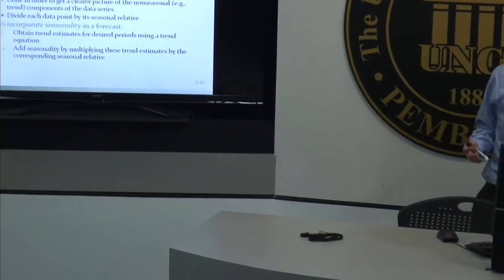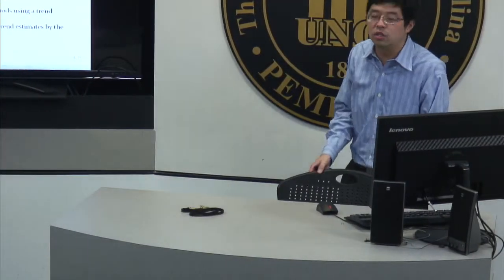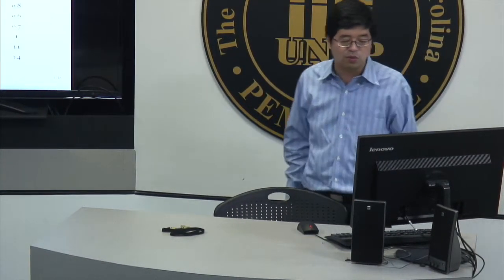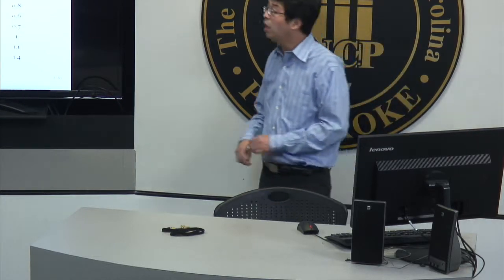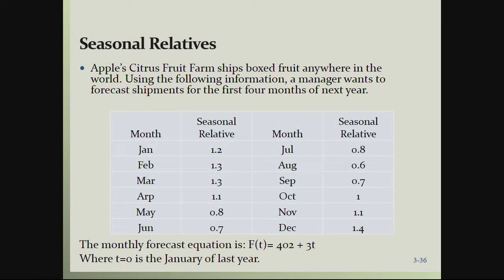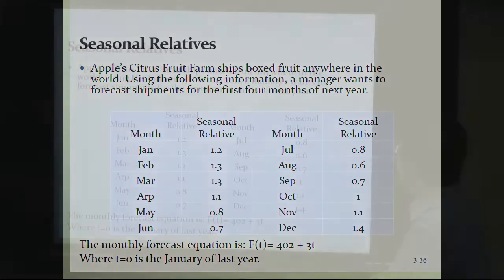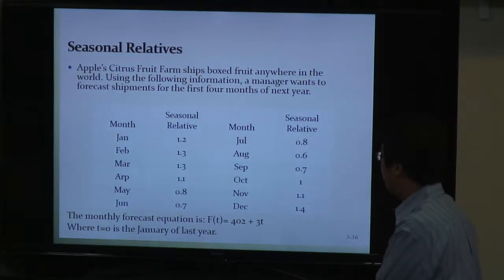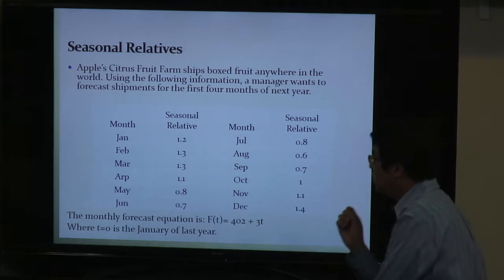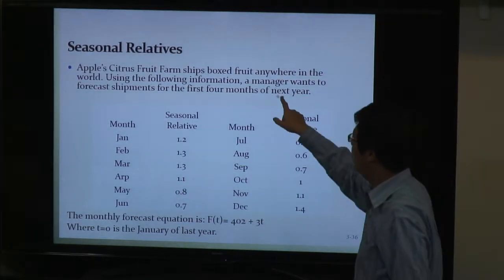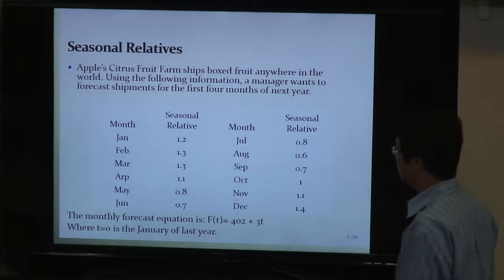Okay, when we talk about this method, it's not easy to understand, so definitely an example is very useful. How to use the seasonal relative to make our forecast? You'll see. So this example is apples, citrus fruits. A farm ships boxes of fruit anywhere in the world. We have to use the following information. The manager wants to forecast the shipment for the first 4 months of next year. Remember here, first 4 months of next year.